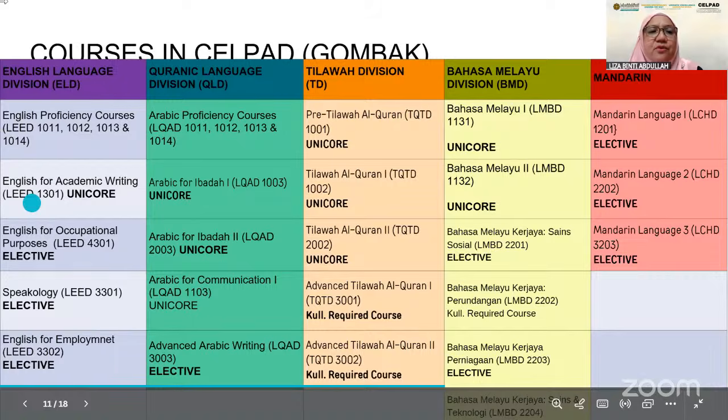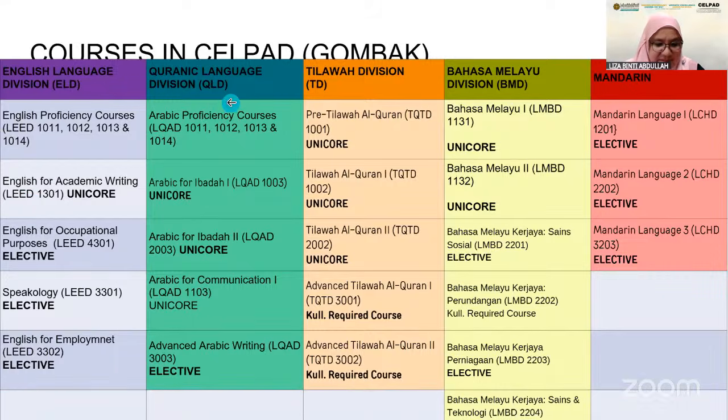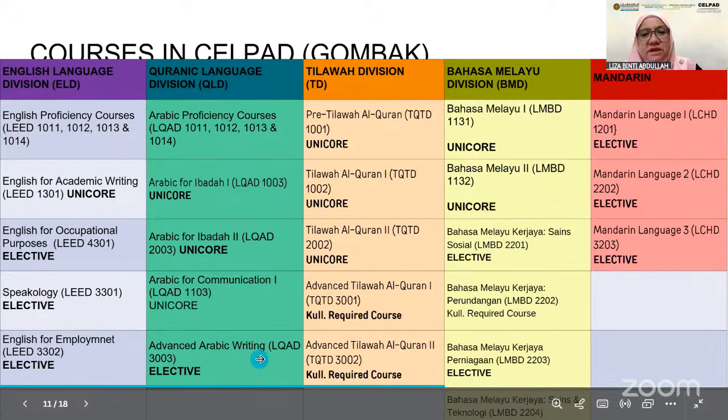Okay, so now I move on to QLD. We have this one for Arabic base, all the APC courses, and we have the English, all this economics, architecture, all those English medium courses, doing ibadah 1 or ibadah 2. Arabic for communication 1 is for non-Muslim. And also advanced Arabic for those doing the Arabic base and also want to polish their writing. So this is the advanced course for them.